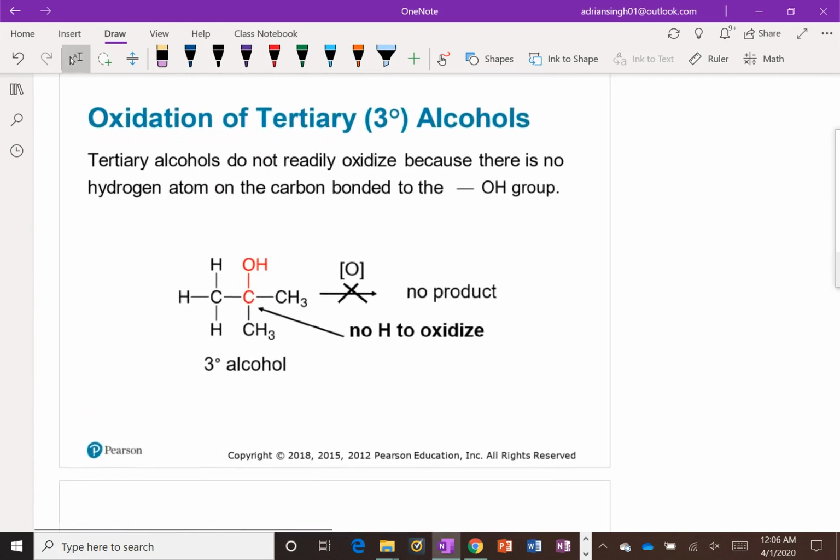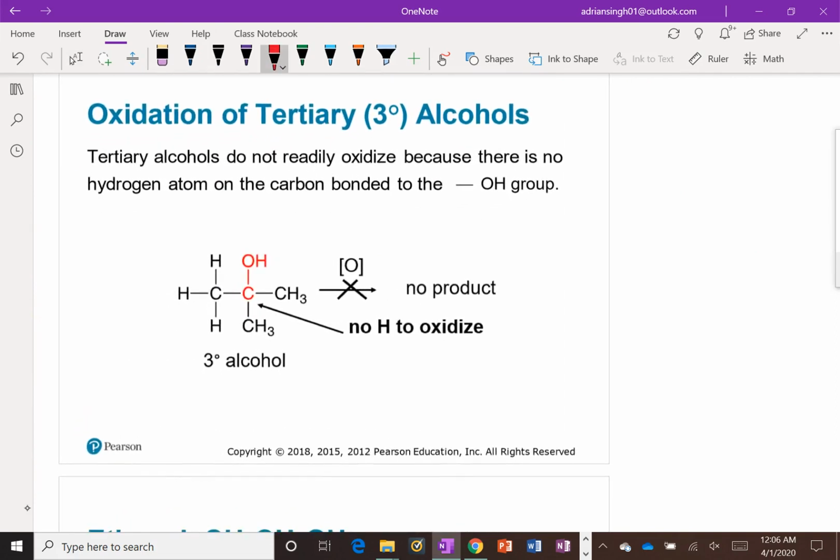Tertiary alcohols do not undergo oxidation. So if you try to oxidize it, no product, or we say no reaction occurs, and that's because there aren't any hydrogens attached to the tertiary alcohol carbon for it to be lost directly.